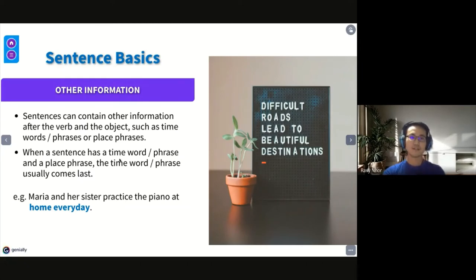When a sentence has a time word or phrase and a place phrase, the time word or phrase usually comes last. Okay.